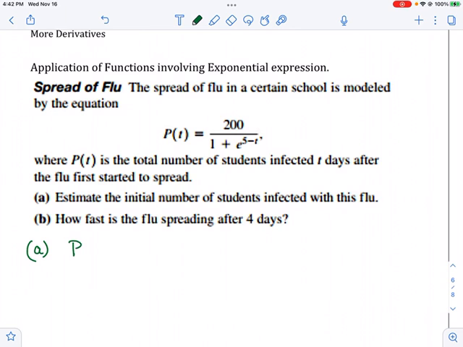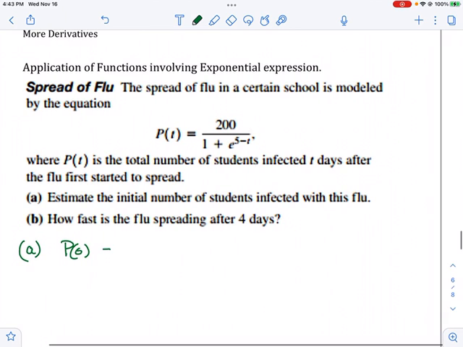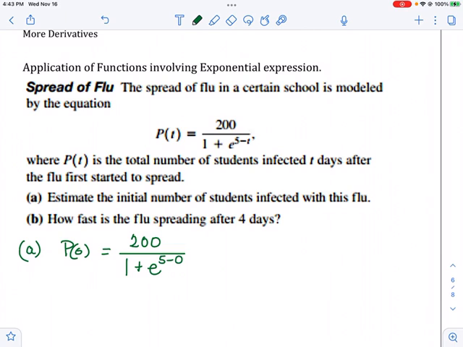So I'll say that P of 0, we want to know initially how many, P of 0 is then equal to 200 over 1 plus e to the 5 minus 0 power. So we get 200 over 1 plus e to the 5th power. And so that turns out to be approximately equal to 1.3385, something, and so that's 1.339.